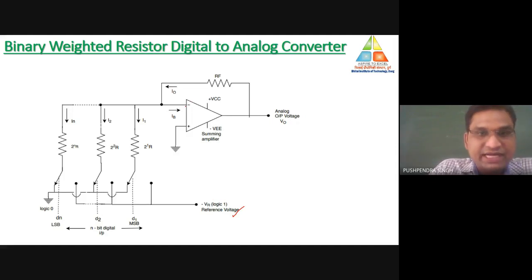Why? Because we have connected it to the inverting terminal of the operational amplifier. That's why we have taken it as minus VR, so that the output will be positive. Minus and minus will be positive, because it's a negative reference voltage. So the output will be positive voltage. At the output terminal, we will get some positive voltage, and because the output is positive, the direction of the current is from the output terminal to the input terminal. So this is the basic connection diagram.